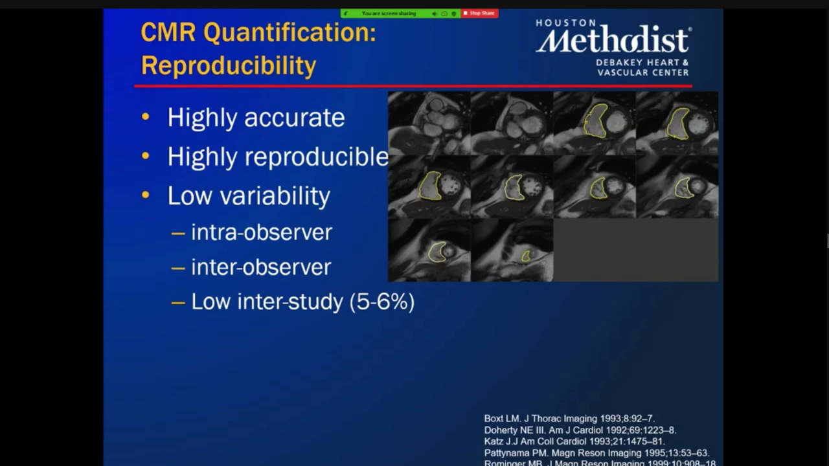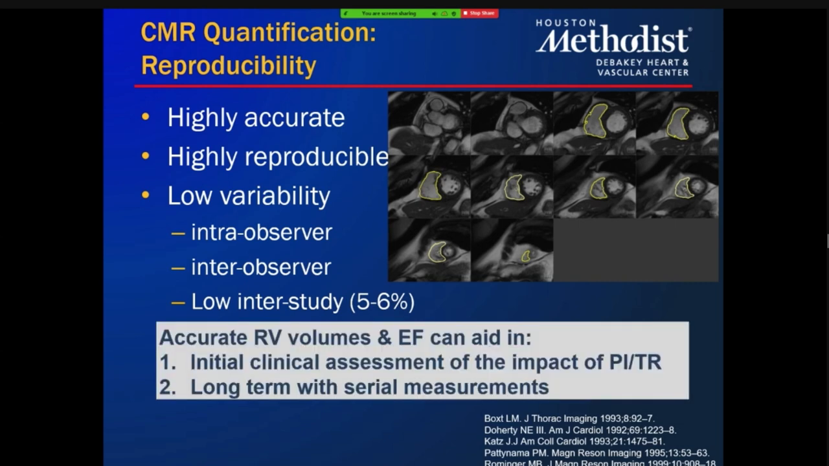This becomes important because when you want to serially assess these patients or have different people read the study on different patients, if you have too much variation, that introduces a lot of noise into assessment of the right ventricle and chamber quantification, and that's something we want to reduce overall in the imaging world.